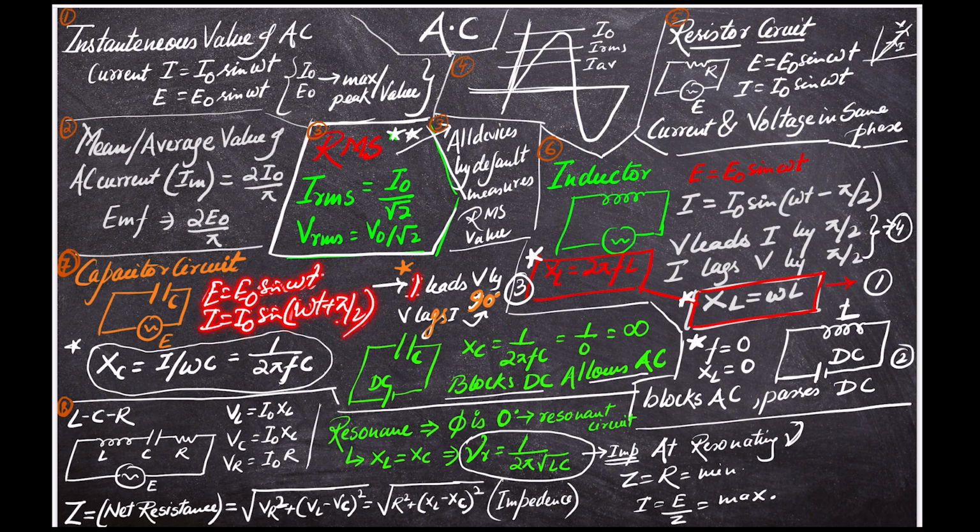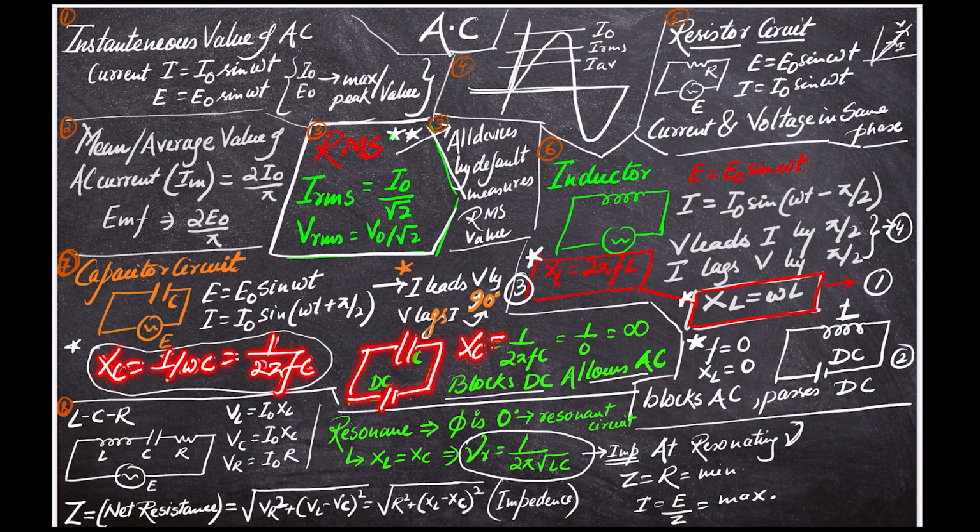By 90 degrees. So here the current leads the voltage by 90. If current is leading, then voltage has to lag, correct? Now, what is the resistance offered by a capacitor? That is given by Xc, which is equal to 1 by omega C, which is equal to 1 by 2 pi fC. Okay, so we have a capacitor in a DC circuit.